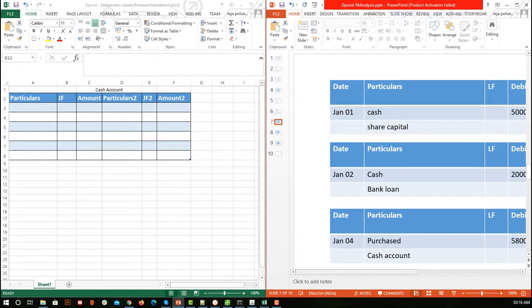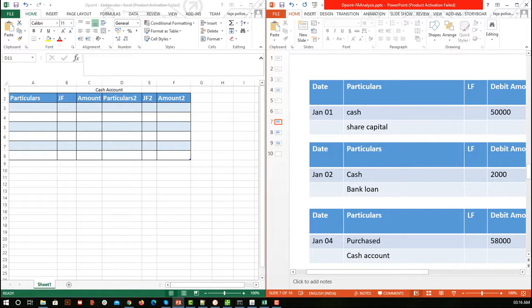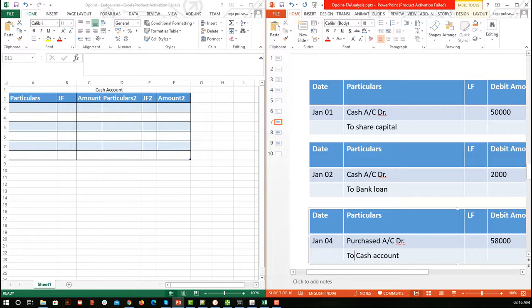Now here cash is involved, and here we didn't write the actual format. This is the account, and we write Dr. if it is on the debit side, and if it is on the credit side we write To. Similarly, account Dr., and we write To. Yeah, now it is fine.